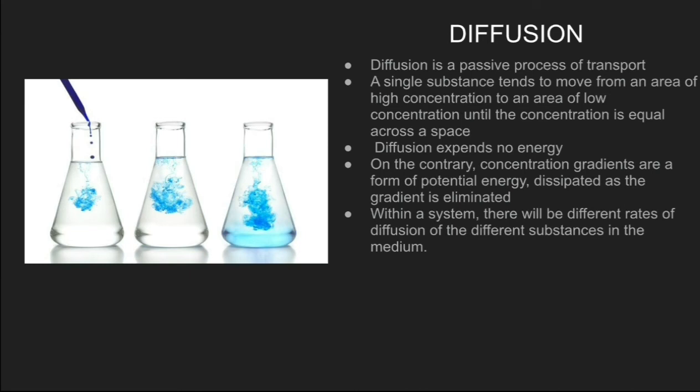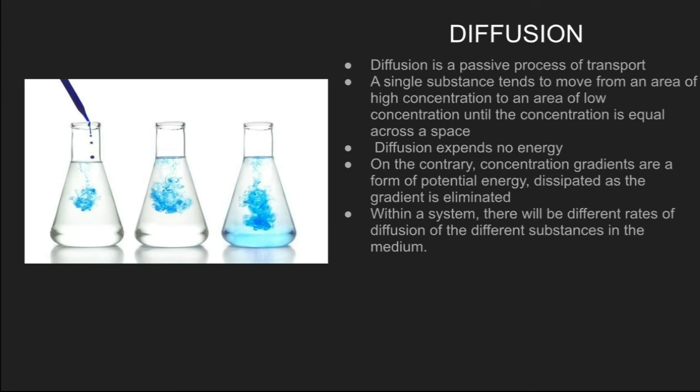On the contrary, the concentration gradient is a form of potential energy, dissipated as the gradient is eliminated. So this diffusion is a form of potential energy. Potential is stored energy. So this concentration gradient, that is higher concentration and lower concentration, is a form of stored energy. This concentration gradient is eliminated by diffusion.